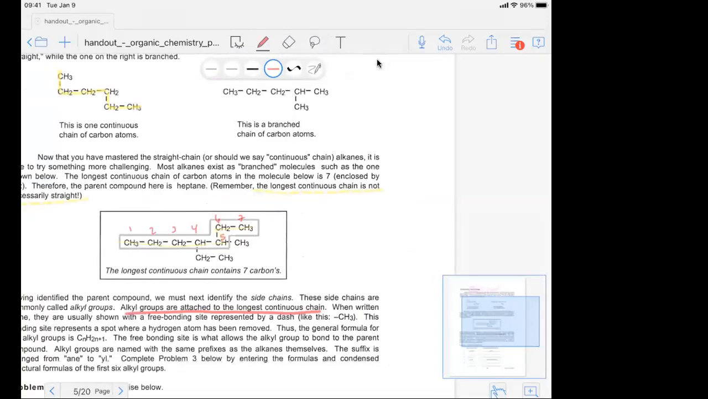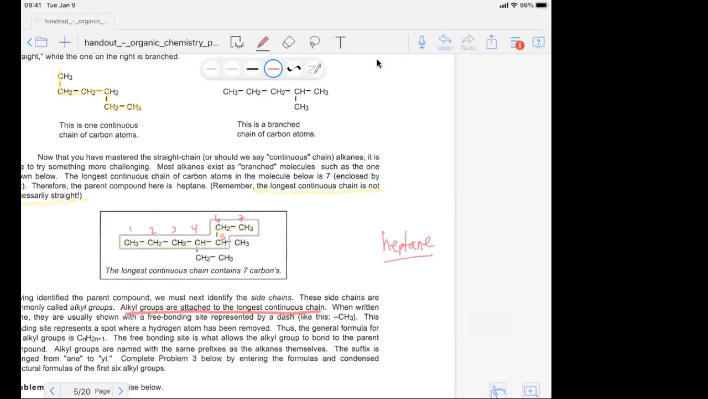So the parent name, which I want you to write on the right-hand side because it's the last name in the whole name, because you're going to have multiple names. Remember, I told you it's instructions. Hept. So the parent name is heptane. That is the last term in the name of this compound.